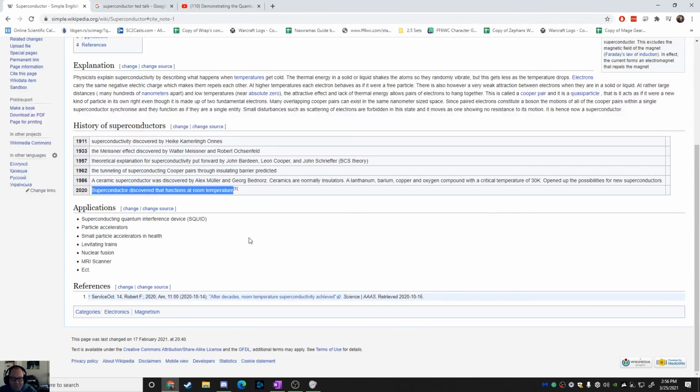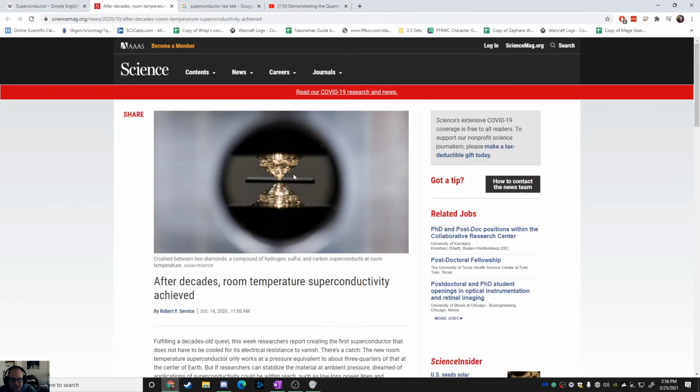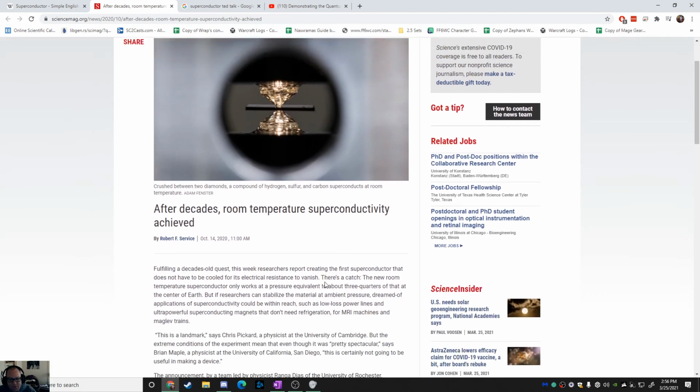Now, there is one caveat to this, because if you go read about what they did, they made it superconducting, but it had to be crushed between two diamonds. So it was subjected to an immense amount of pressure in order to get it to become a superconductor. So it's not like they just found some material that you can just go and use as a superconductor. They found something that when you subject it to a lot of pressure, becomes a superconductor.